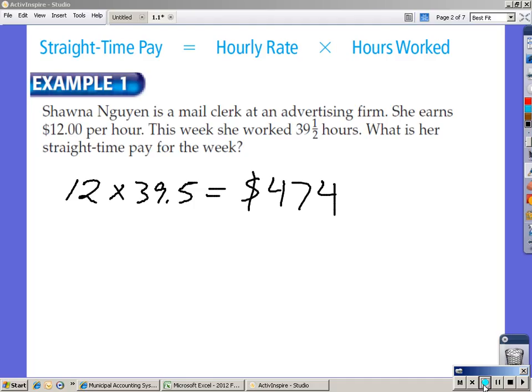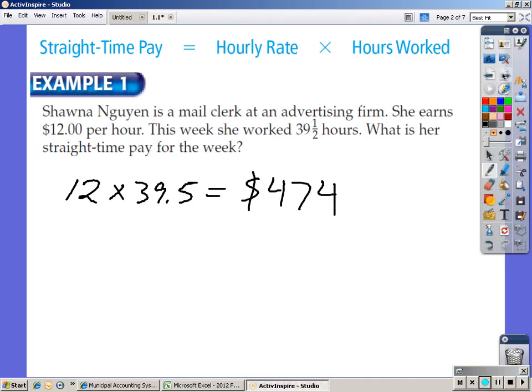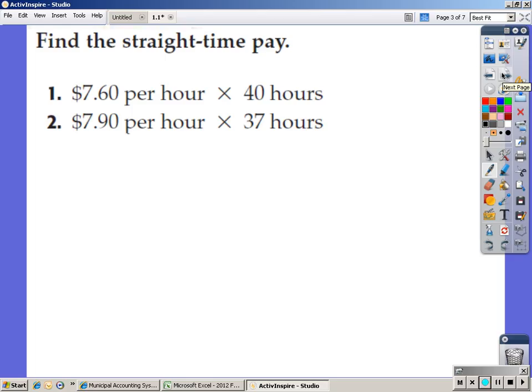Okay, moving along, let's look at the first couple of problems on the homework. Find the straight time pay. Problem number 1 and problem number 2. Go ahead and press pause and work this out. And when you're ready to check your answers, press play to see if you got it right.